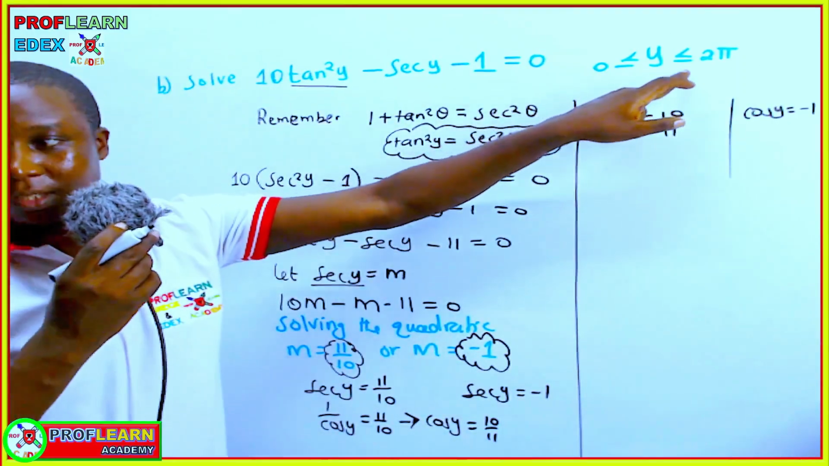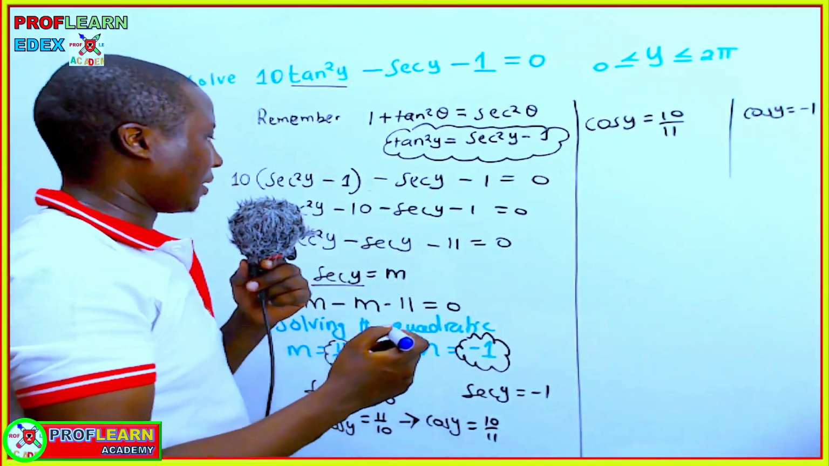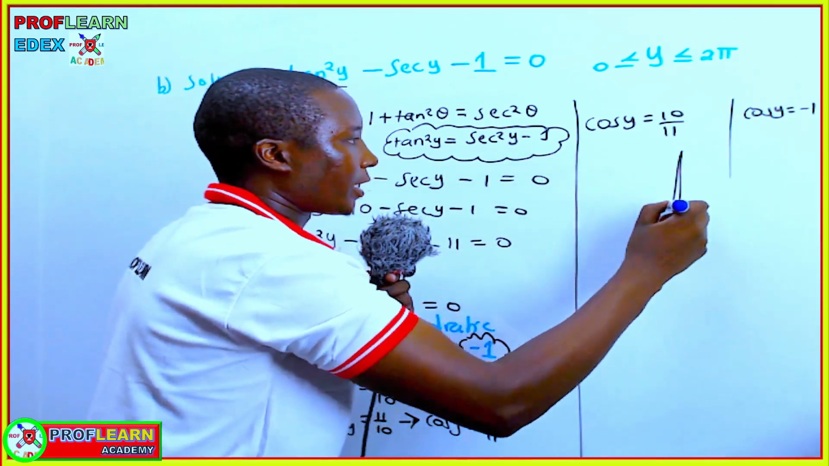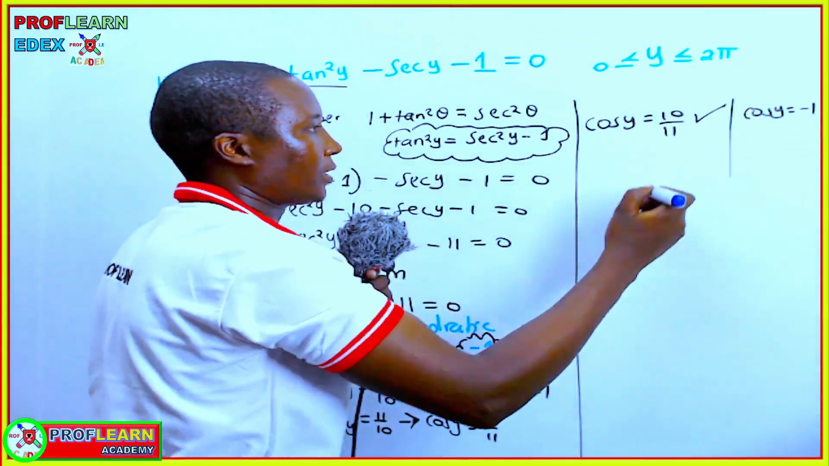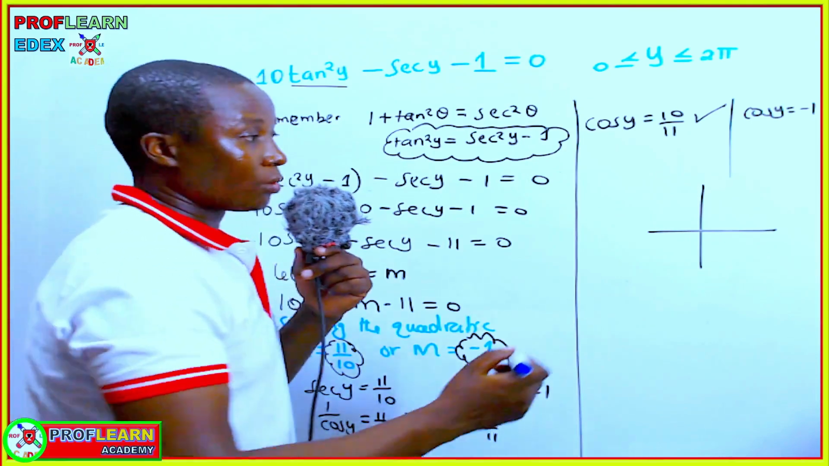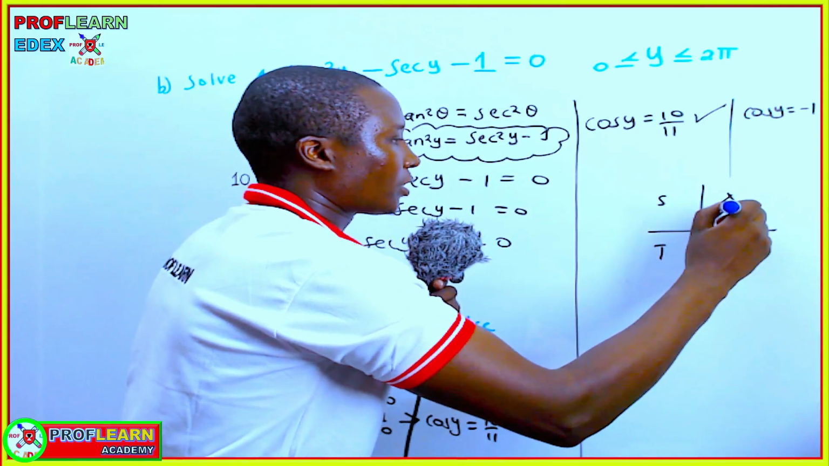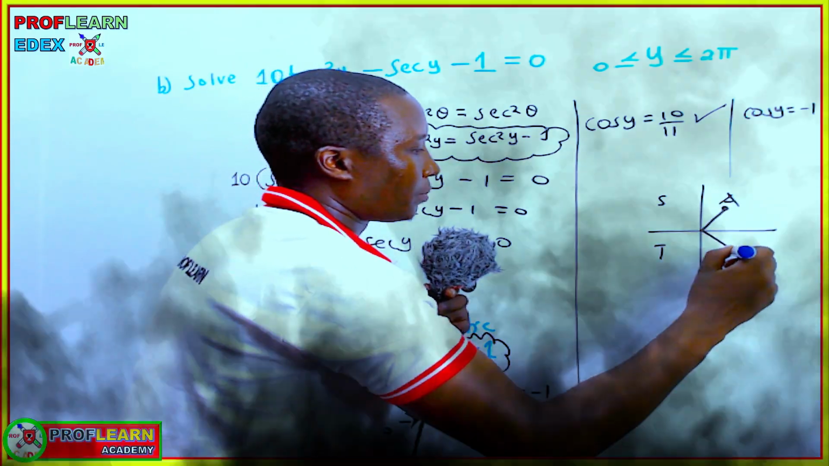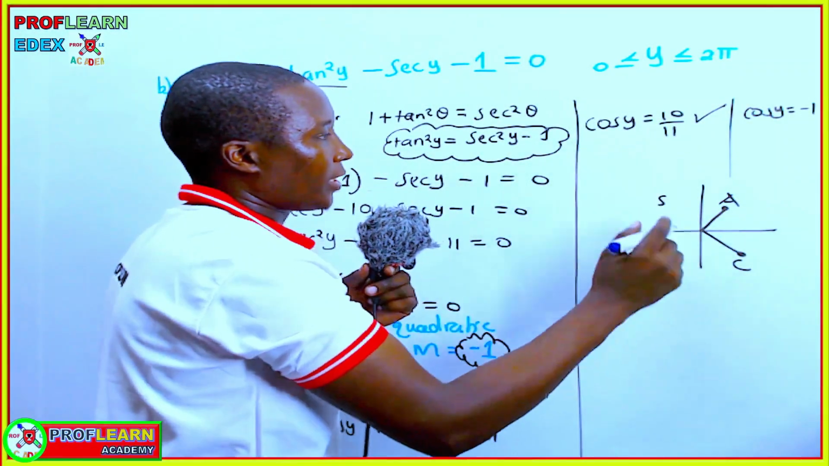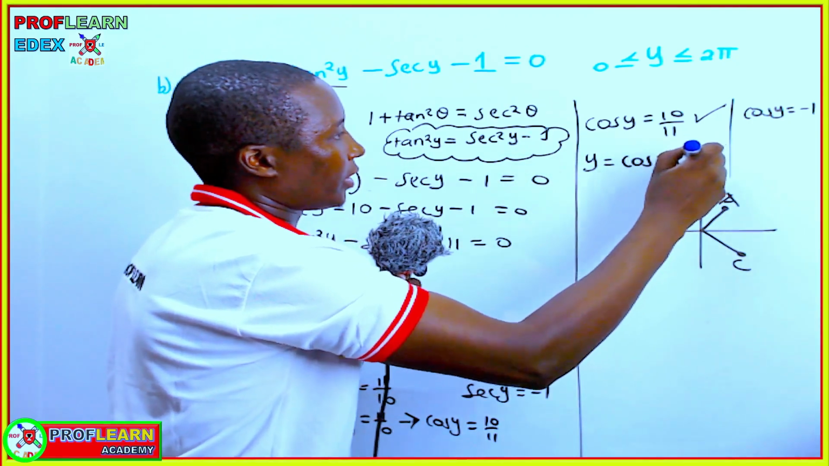Now, in order to work out the values of y within this range, let us first consider this. We are finding where cosine is positive. For this first part, we are going to consider where cosine is positive. In which quadrant is cosine positive? We know, All Students Trust Cambridge: cosine is positive in the first quadrant, and cosine is positive in the fourth quadrant. So for us to find the first angle, y is going to be cos inverse of 10 over 11.